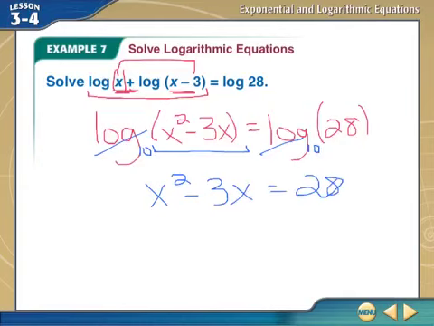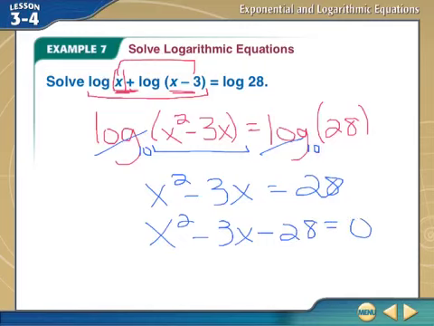28. Now, what we can do is move all the terms on the same side. So I'm going to subtract 28 from both sides, and I get x squared minus 3x minus 28 equals 0. So we're going to go ahead and solve this quadratic equation by factoring, if it's possible.